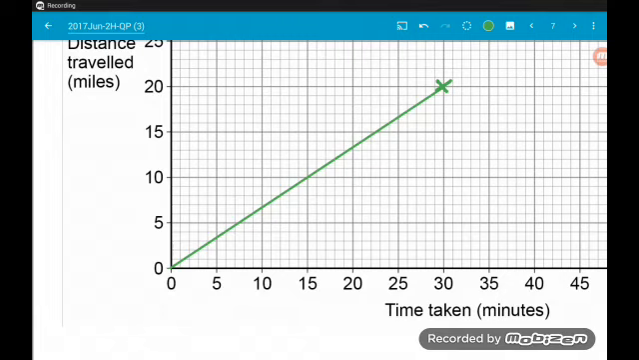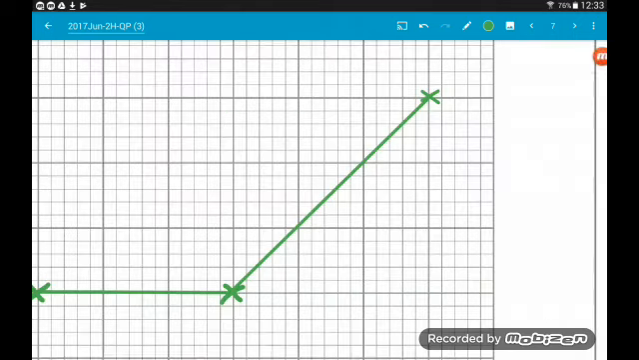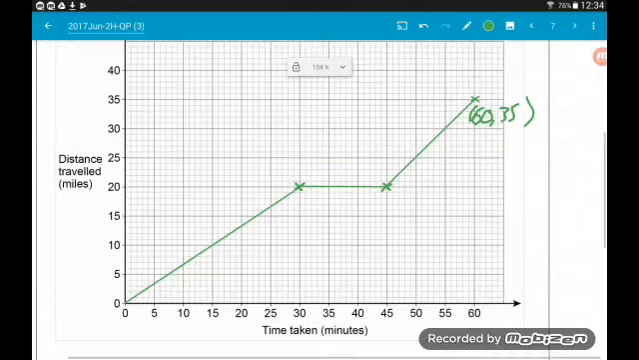Okay, so stage 1 is going to look like this. So we know after 30 minutes she has travelled 20 miles. So we plot the point 30, 20 and then draw a line from the origin to this point. Then a horizontal line across to 45 minutes because she's not going anywhere. Then our final stage looks like this. So in the final 15 minutes, she went another 15 miles. So this point here has coordinates 60, 35.